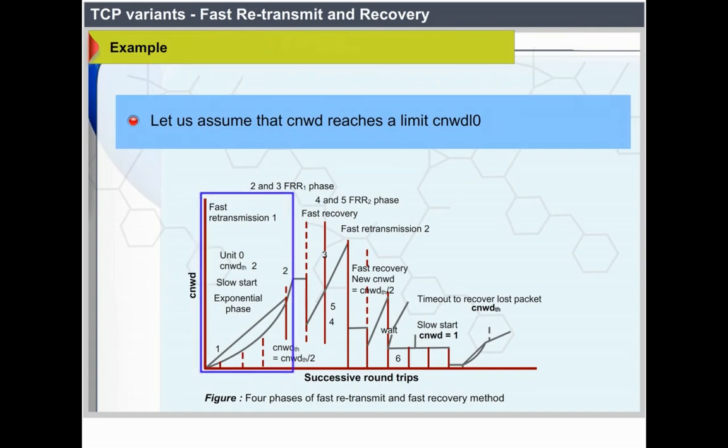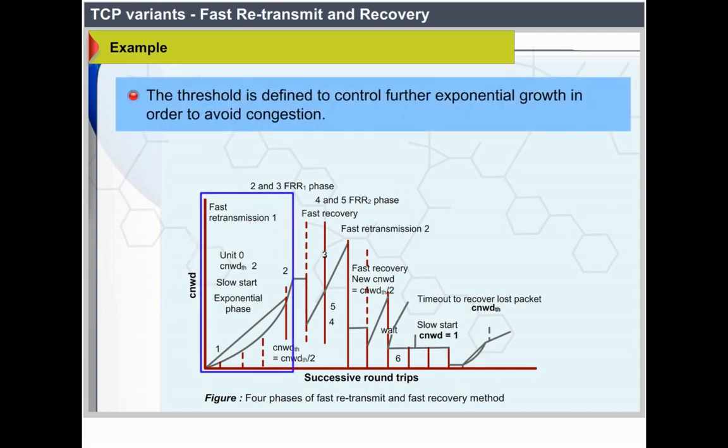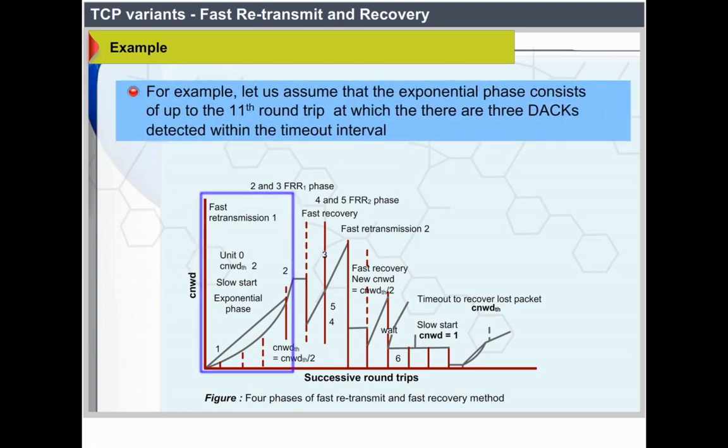Example: let us assume that CNWD reaches a limit CNWD L0. CNWD is equal to CNWD into 2 for 1 less than or equal to CNWD less than or equal to CNWD L0, where CNWD L0 is the window at the limit 0 after which the FRR1 phase starts. The threshold is defined to control further exponential growth in order to avoid congestion. For example, let us assume that the exponential phase consists of up to the 11th round trip, at which there are 3 DACKs detected within the timeout interval.